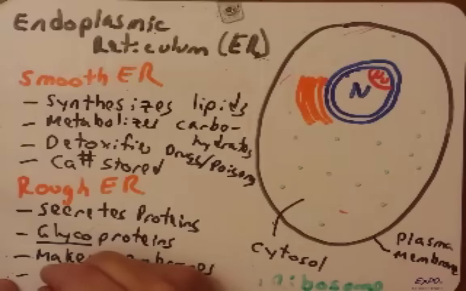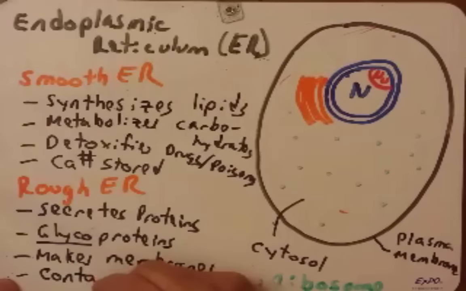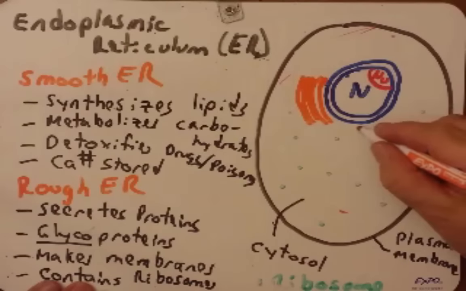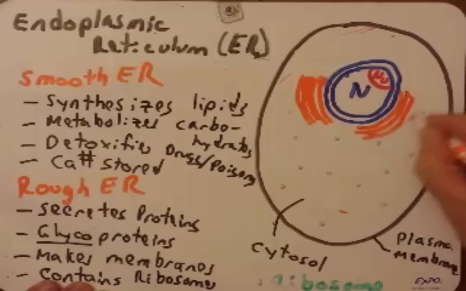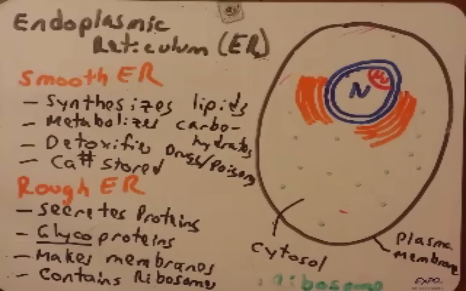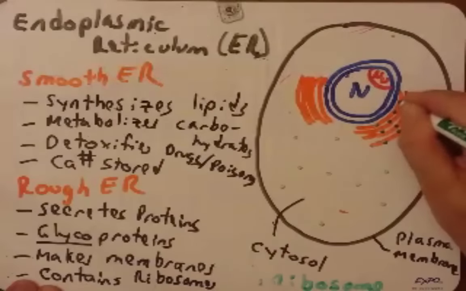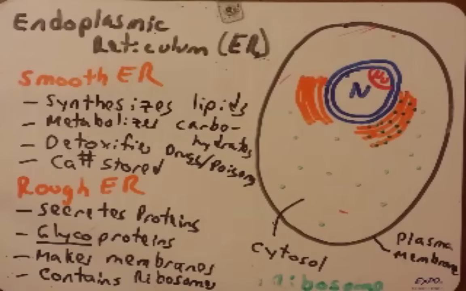And down here I'm going to say it's not really a function, it's a characteristic, but it contains ribosomes. And so I'm going to just draw them over here on this side of the nucleus. And I'm going to litter it here with ribosomes. Okay, before we move on, as you look at your own drawing, you may want to label these as rough ER and these as smooth ER. I just don't have the space to do that on this small whiteboard here.